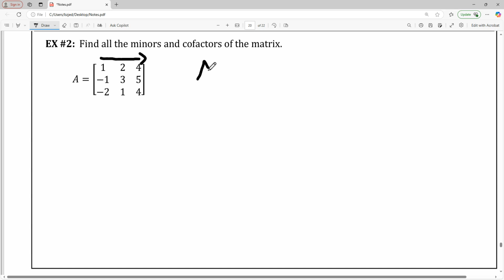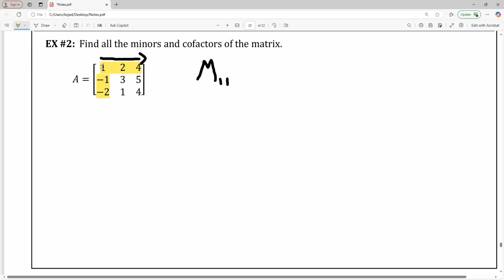So I'm going to start by finding the minor of element 1, 1, here, because this is in the first row and the first column. If I want to find the minor of 1, 1, basically I'm trying to find the minor of this number right here. To do this, we need to block out all the numbers in this row, and we need to block out all the numbers in this column.